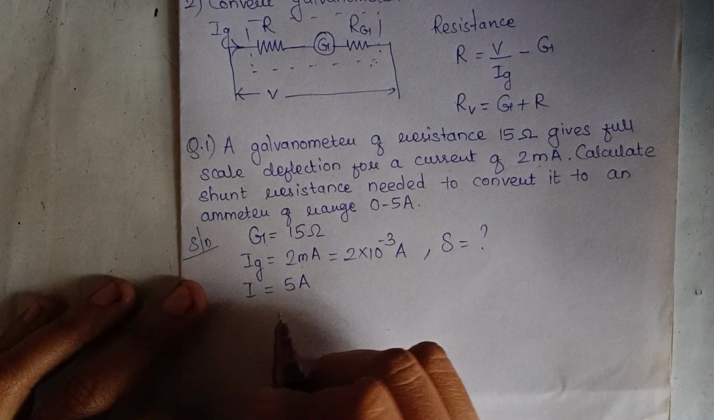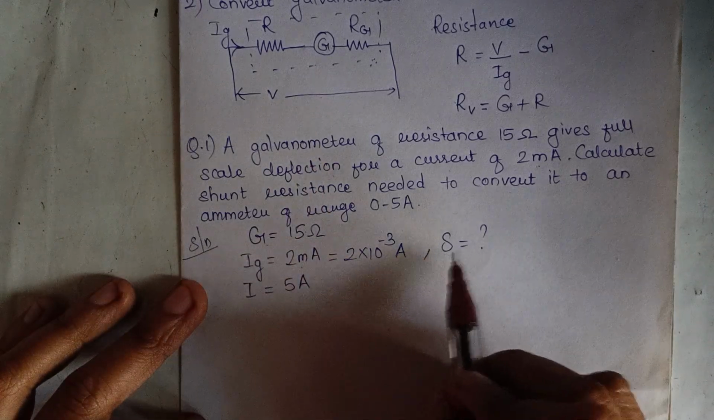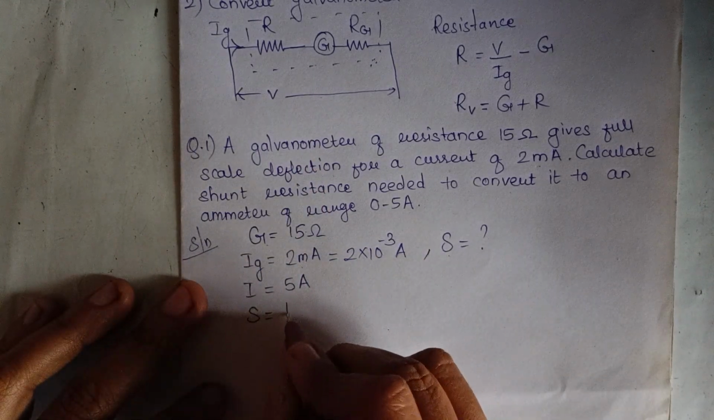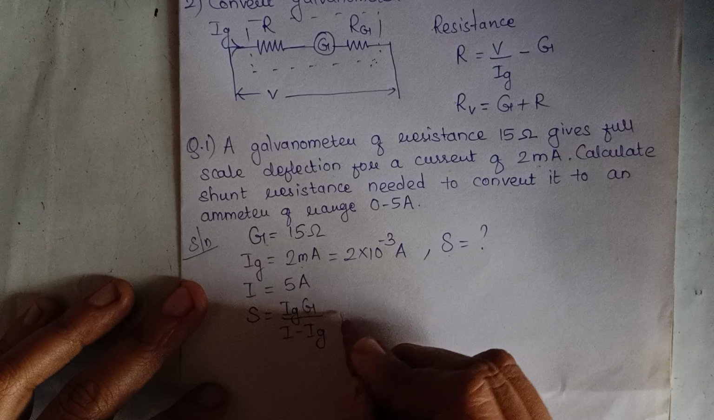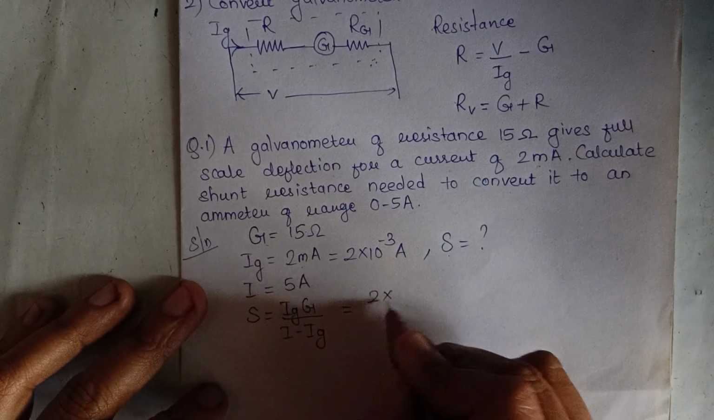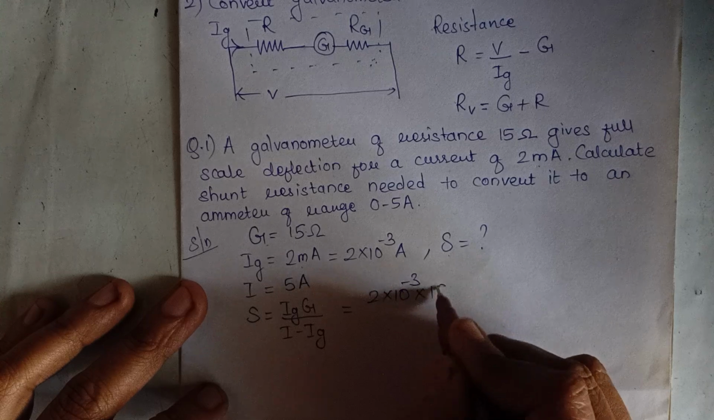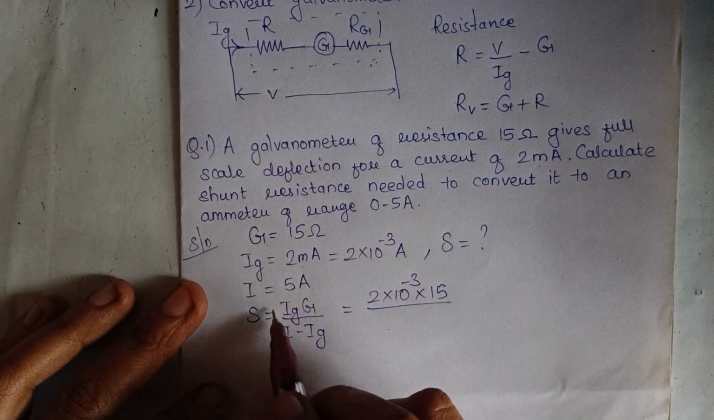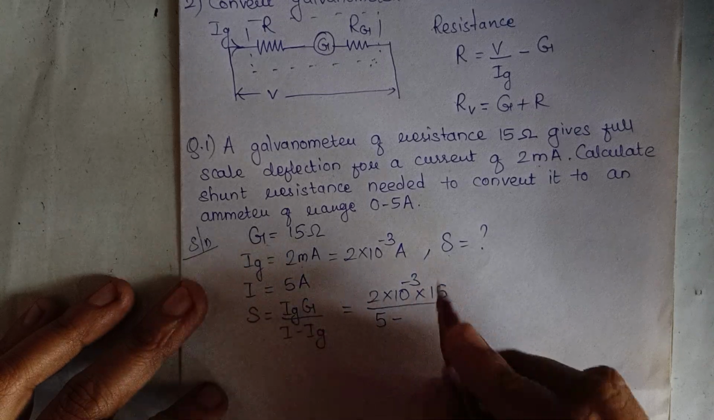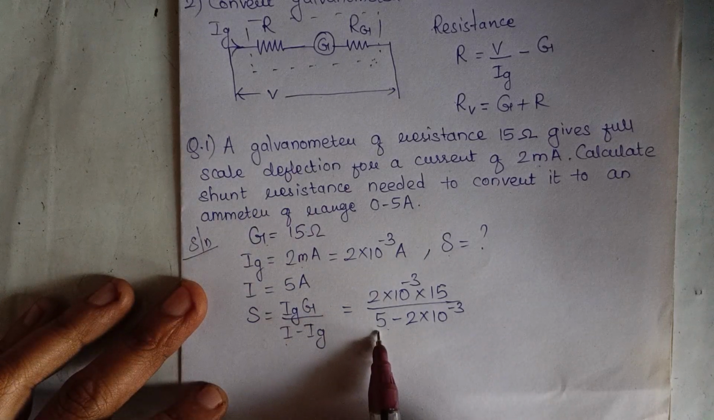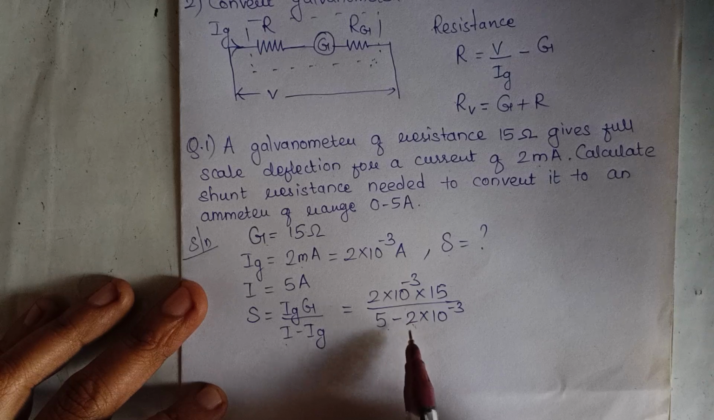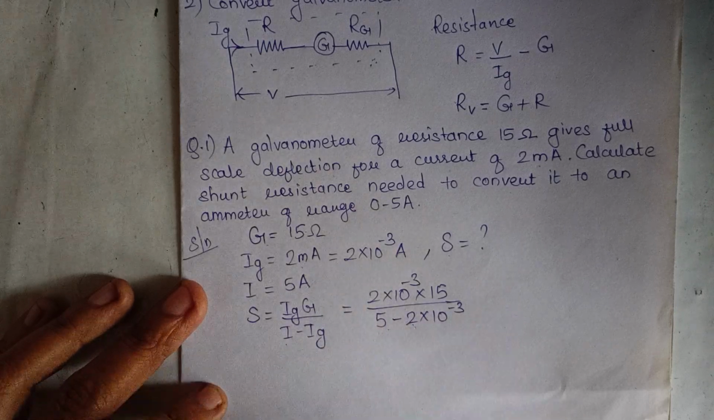Using the formula for shunt resistance, S equals Ig into G upon I minus Ig. Ig value is 2 into 10 raised to minus 3, G is 15, I is 5 minus Ig, which is 2 into 10 raised to minus 3. Here you cannot take this 5 minus 2 first. Sometimes students write 5 minus 2 is 3 and then write 3 into 10 raised to minus 3.